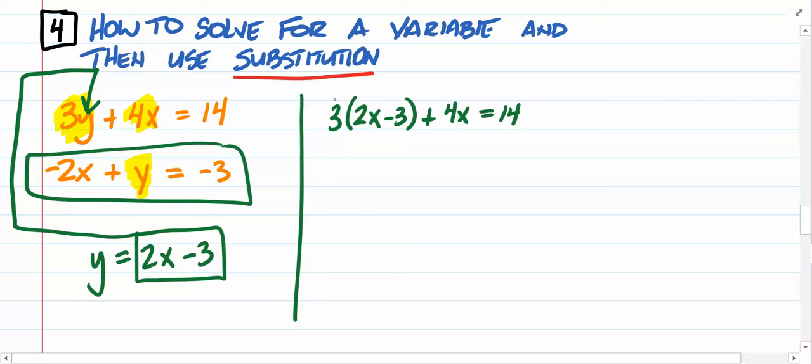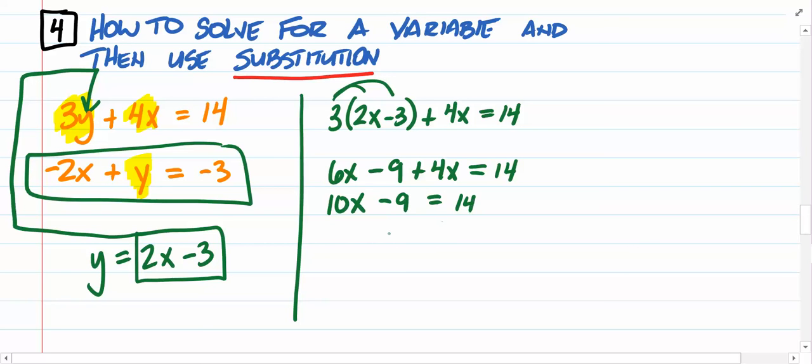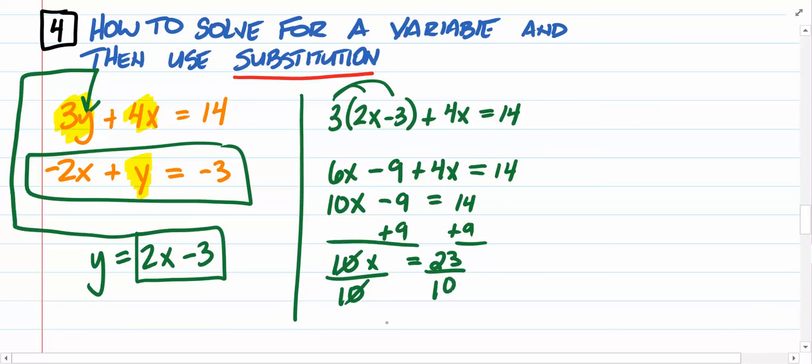Now I'm going to distribute. So 3 times 2x gives me 6x. 3 times a negative 3 gives me a minus 9, plus 4x is equal to 14. I'm going to continue to solve for x. So I'm going to get 10x minus 9 is equal to 14. I'm going to add 9 to both sides. All right? And I'm going to see that 10x is now equal to 23. And then I would divide by 10, of course, on both sides. And I would see that x is equal to 2.3.